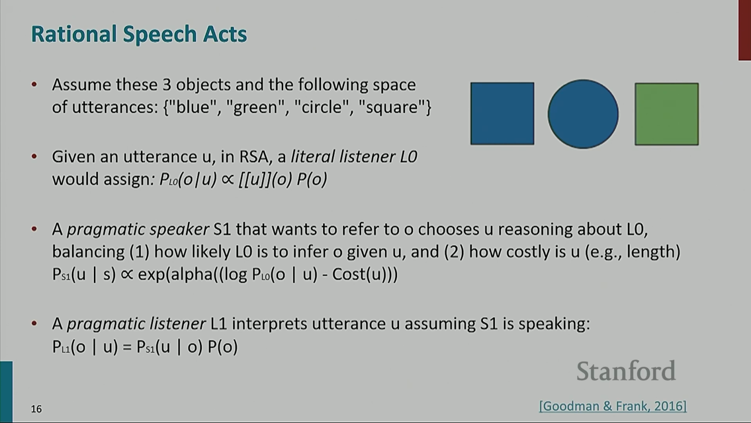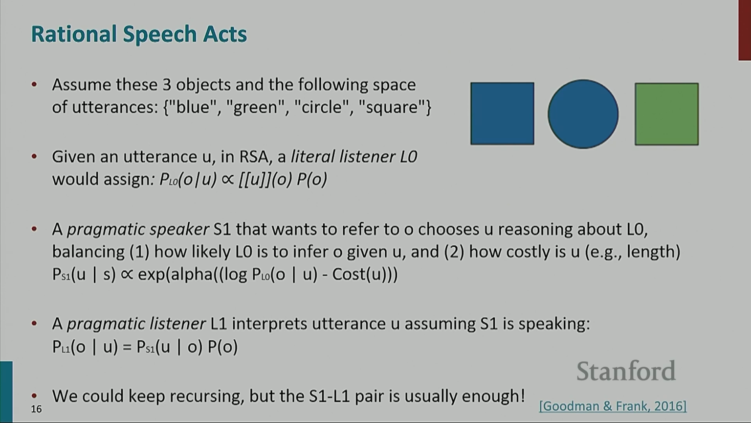And then from that pragmatic speaker, now I can create a pragmatic listener. No, sorry, the listener L1 will guess a belief over the objects based on the probability that the speaker S1 would have chosen that utterance to refer to each of the objects. And here I could recurse. I could create a speaker S2, which is talking with the listener L1 in their head, and then a listener L2, and so on. But usually this speaker-listener pair S1, L1 is often enough to model human judgments in these settings. Does this make sense? How this recursive process is happening? Okay.